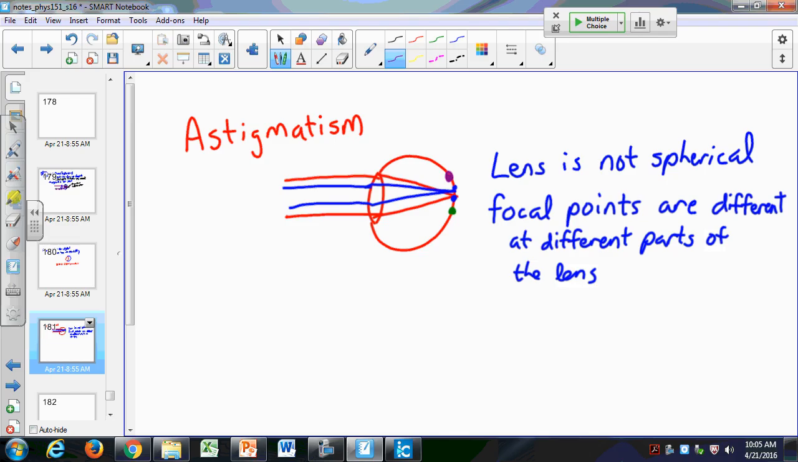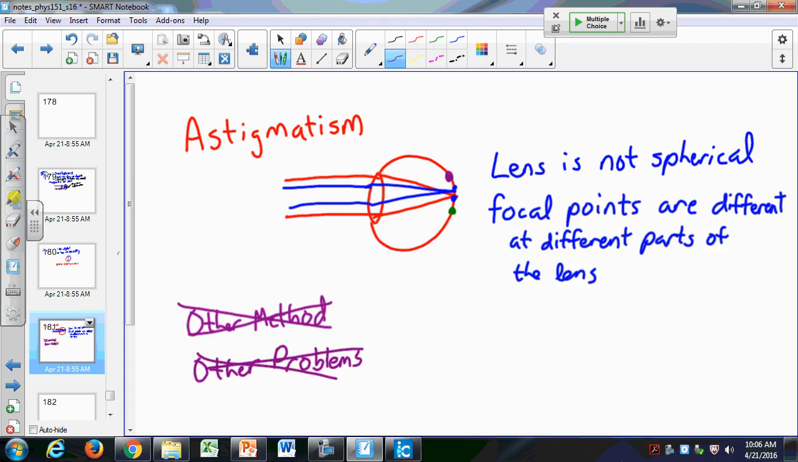All right. There are some other sections in your book that we're not going to do. Those include other methods of vision correction. So if you're studying out of your book, which is a good idea, you don't need to worry about that section. And then there's another section called other problems, which we're not going to deal with. So you can just ignore those two sections in your book. But you do need to know all these different things, the problems that people have with their eyes, and also how you fix them. Let's watch a video, and then we'll do a few clicker questions.